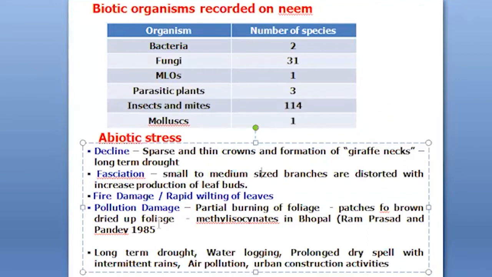Apart from that, we have also observed prolonged drought and waterlogging conditions, prolonged dry spells with intermittent rains, then air pollution. It is also observed that wherever there are construction sites due to urbanization, there the maximum trees have been affected. So we know that neem is affected by both biotic and abiotic stresses.